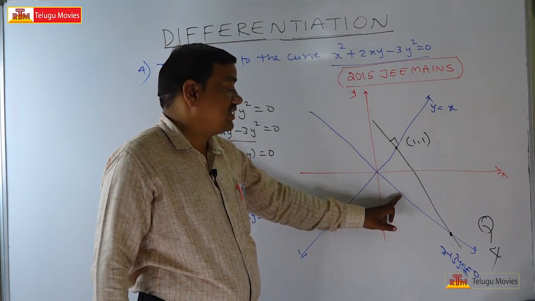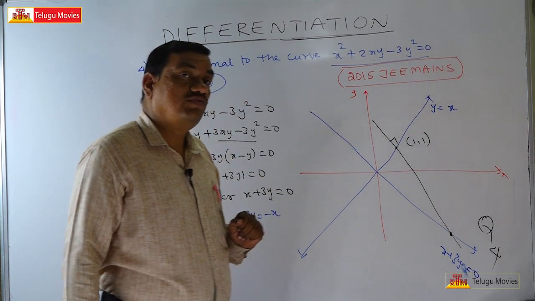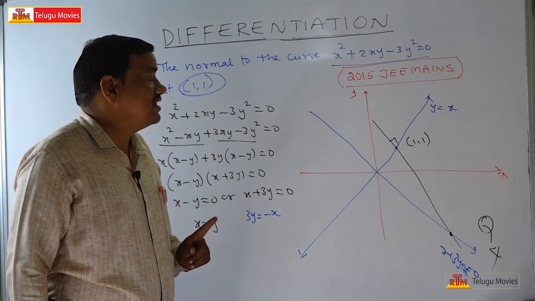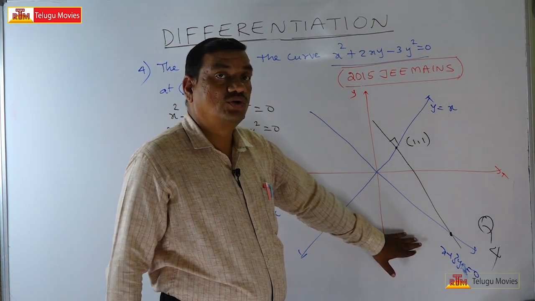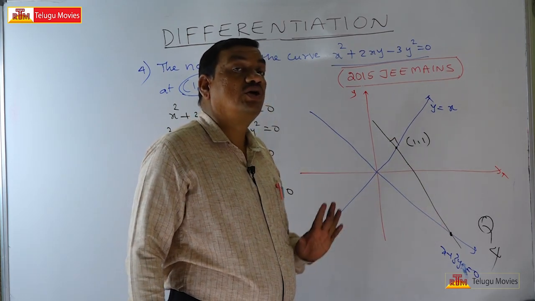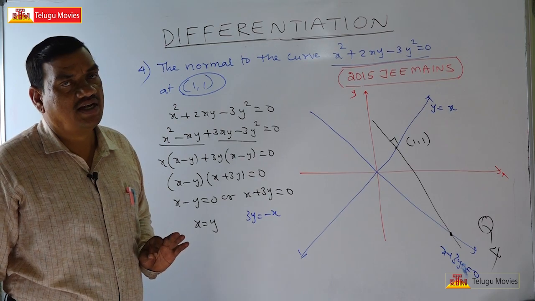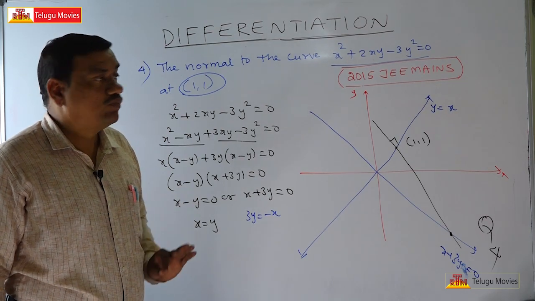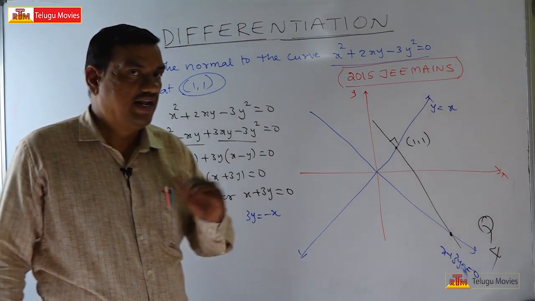Why? Because this line x + 3y = 0 does not pass through the first quadrant. So there is a chance of this line intersecting in either the second quadrant or the fourth quadrant. Therefore, in the fourth quadrant only it will intersect. Just by observation, we can say directly. I hope you understand this solution. So let us go for the next problem.